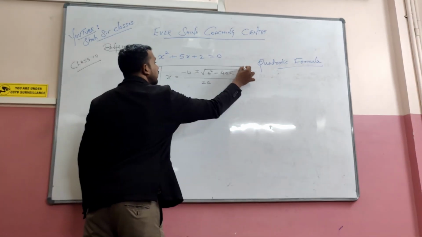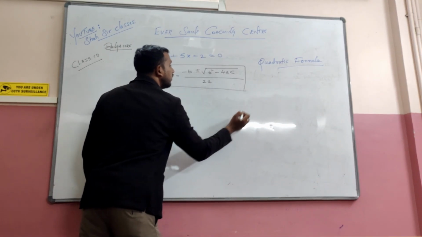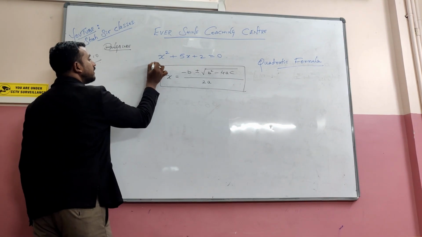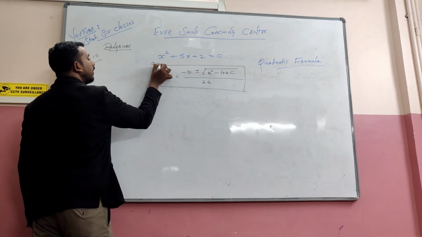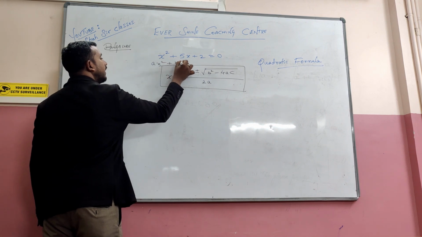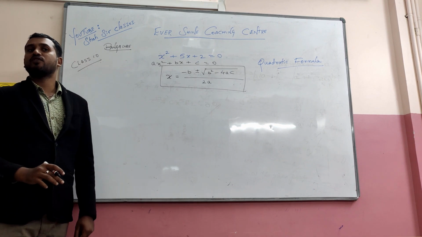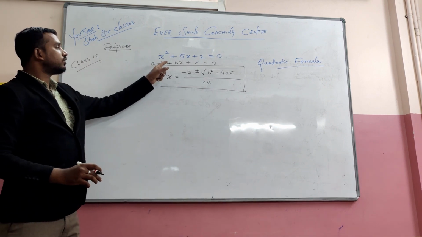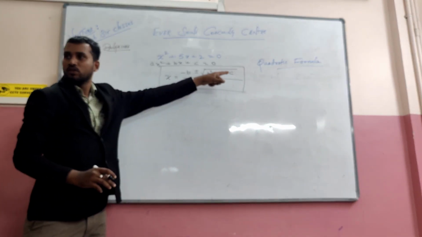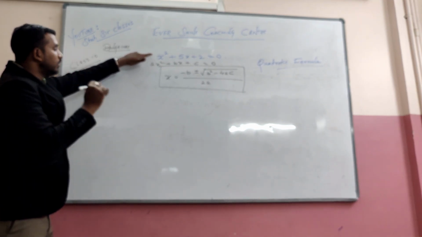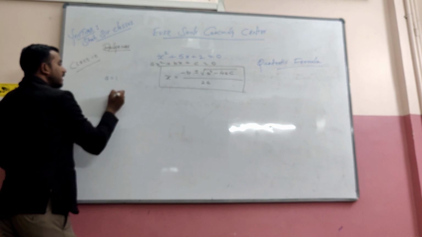Now, after this, write the values of a, b, c. Now it is in the standard form, right? ax square plus bx plus c is equals to 0. What is the standard form of a quadratic equation? ax square plus bx plus c equals 0. So what is the value of a? Here nothing is there, means 1 is there. So the value of a is plus 1.